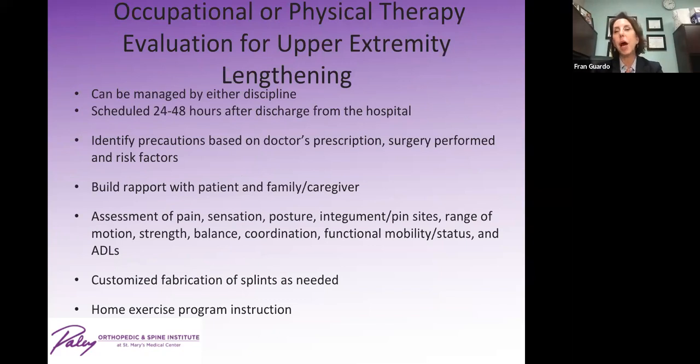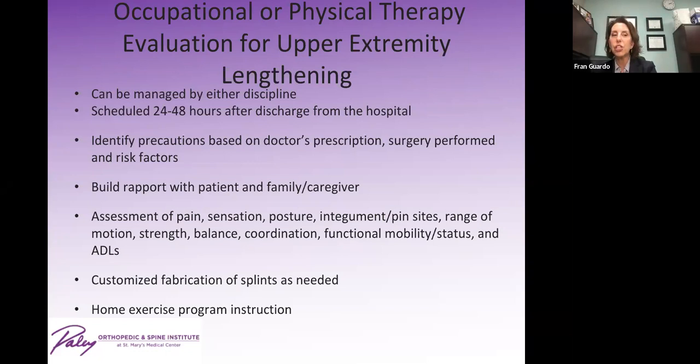So during the upper extremity lengthening, it can be treated by either an occupational therapist or a physical therapist. Either discipline treats that very well and does a great job with it. Typically in our center, they spend a couple days max at the hospital. Sometimes they're only there overnight. And then they come to see us 24 to 48 hours after they're discharged from the hospital. So we get them right into therapy right away.